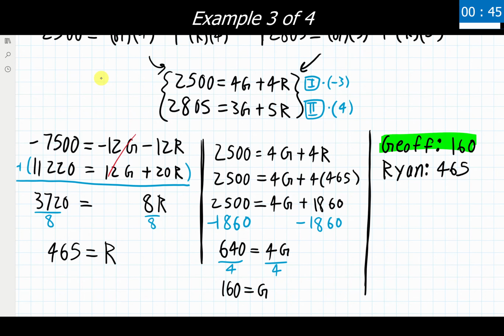And from here, we're getting to our final answers of Jeff working at a rate of 160 blocks of stone per hour, and Ryan working at a rate of 465 blocks of stone per hour.